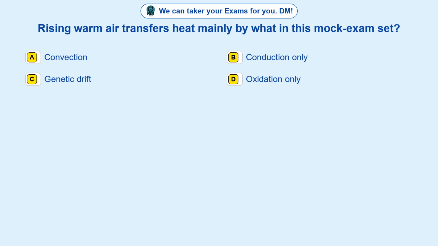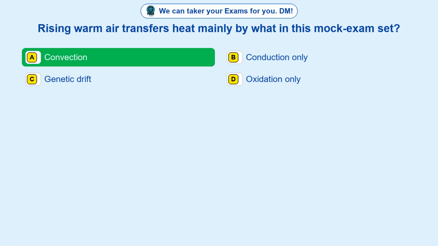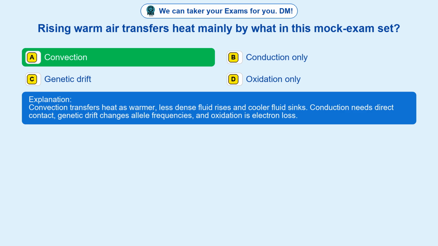Question 76. Rising warm air transfers heat mainly by what in this mock exam set? Option A, convection. Option B, conduction only. Option C, genetic drift. Option D, oxidation only. The correct answer is option A. Convection. Convection transfers heat as warmer, less dense fluid rises and cooler fluid sinks. Conduction needs direct contact, genetic drift changes allele frequencies, and oxidation is electron loss.